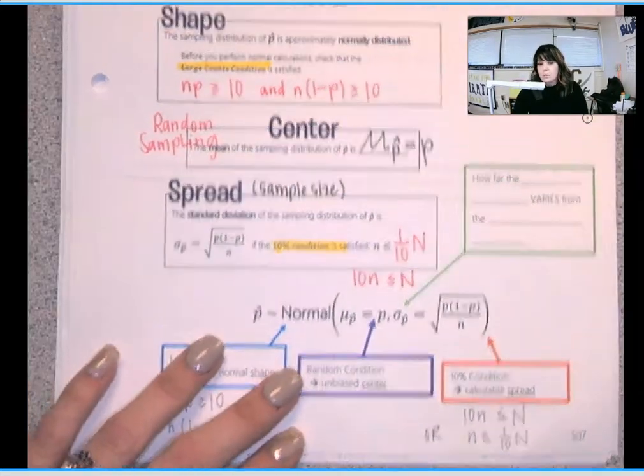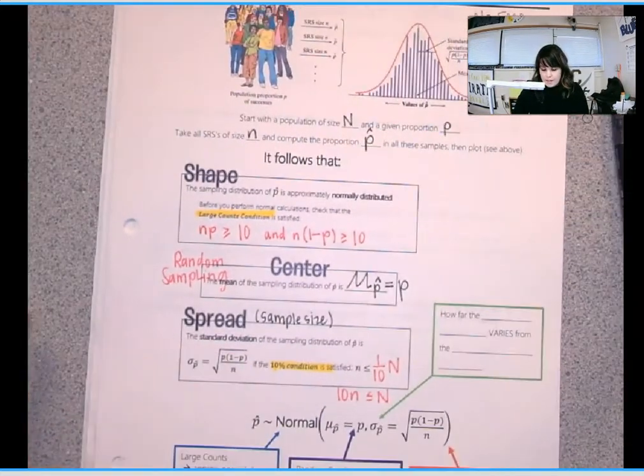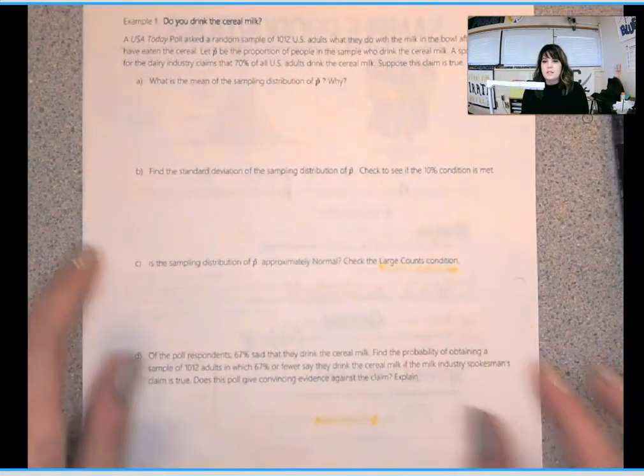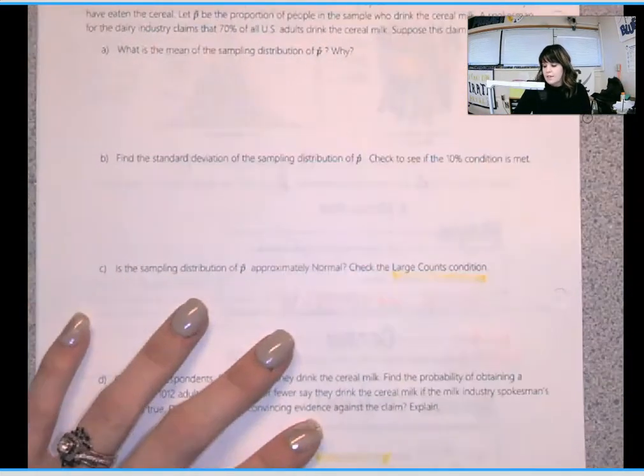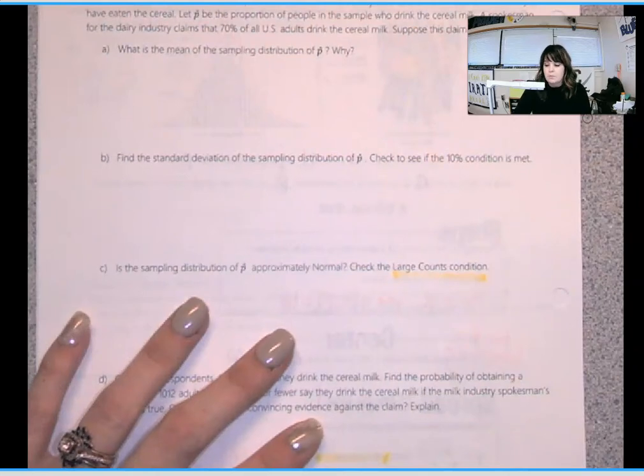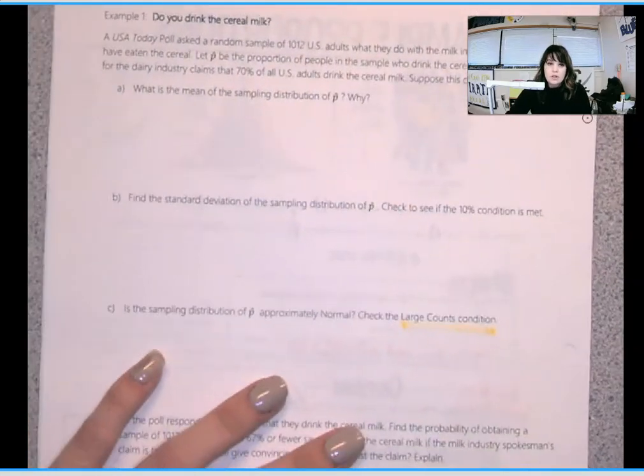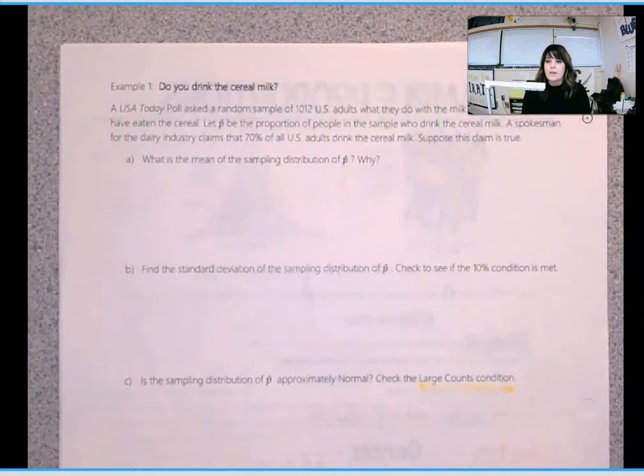Why is this important? That's what we see on our next page. So this problem is an example of why we're interested in the shape of the sampling distribution. Because it turns out we can make some pretty cool calculations or estimates because our sampling distribution is normally distributed.